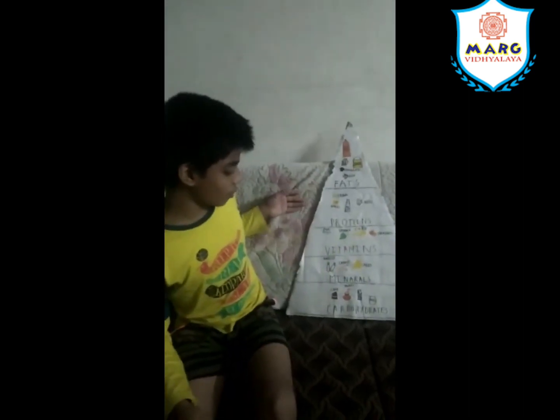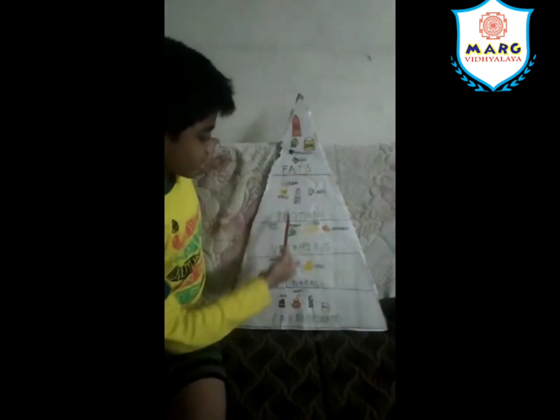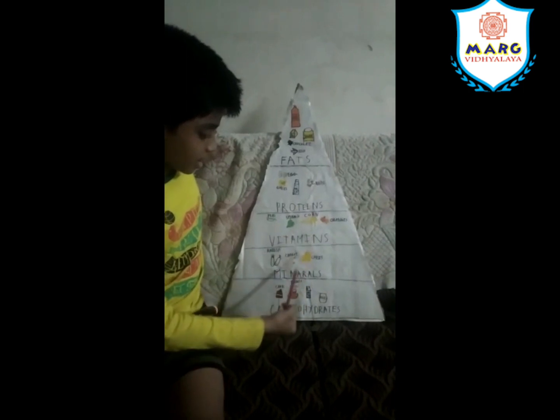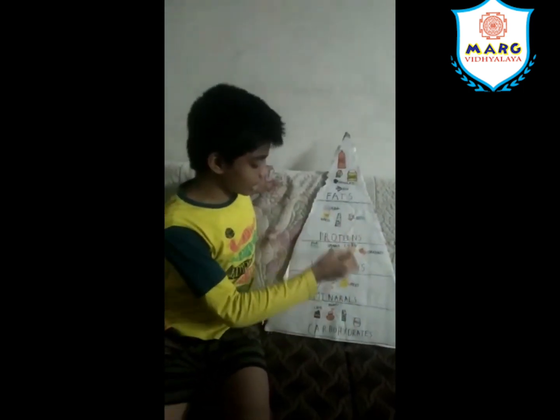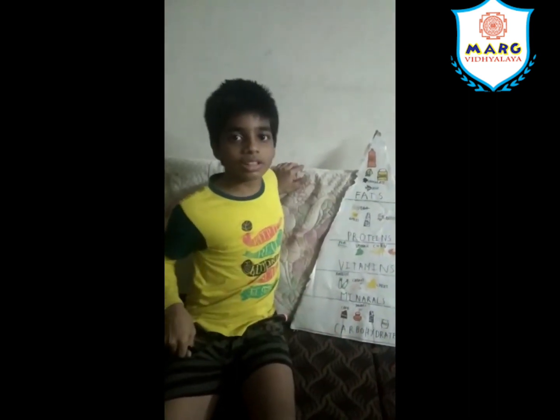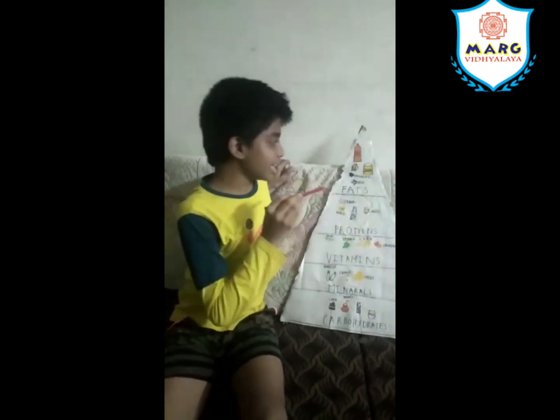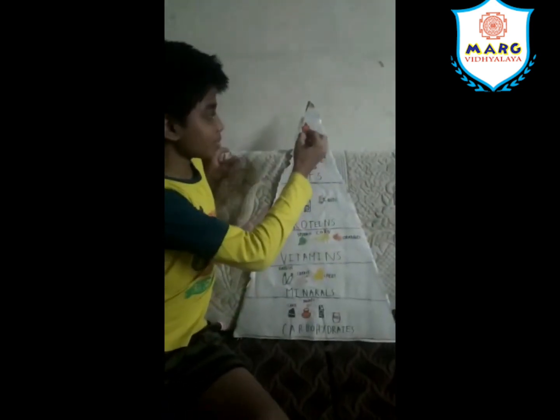Hi, I am Balaganesh from 6th standard. I got an expo topic that was components of food. There are 5 components of food: fats, proteins, vitamins, minerals, and carbohydrates. The mixture of all these 5 components is called a balanced diet. Now we will see what the 5 components in the balanced diet are in detail.